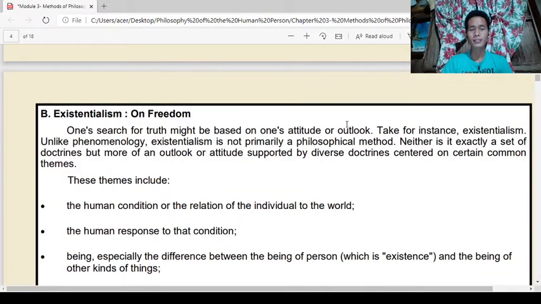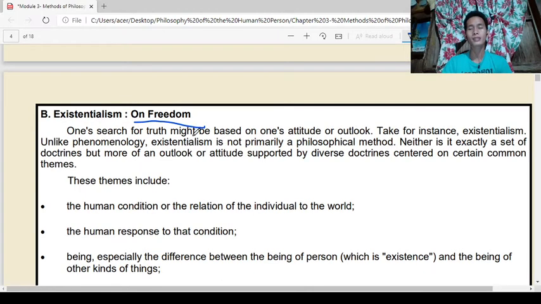Okay, next method of philosophizing is existentialism. As I made mention kanina, existentialism focuses on freedom, or exercising of choices and personal freedom. Now, in existentialism, one's search for truth might be based on one's attitude or outlook.